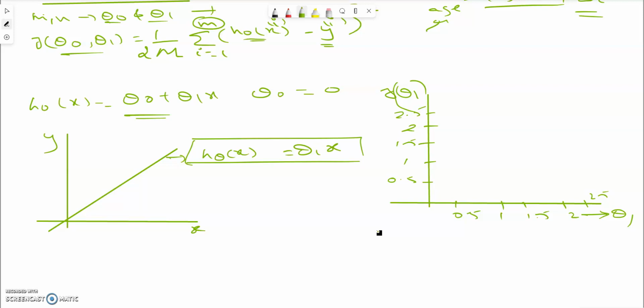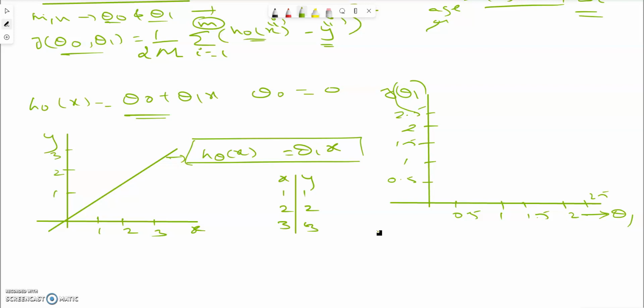Before that, I wanted to use the data set. Suppose here we have x and y, right? Let me just write the data set. I wanted to use this data set: when x is equal to 1, y is equal to 1, x is equal to 2, y is equal to 2, x is equal to 3, and y is equal to 3. So I have this data set. That means let me write here 1, 2, and 3.